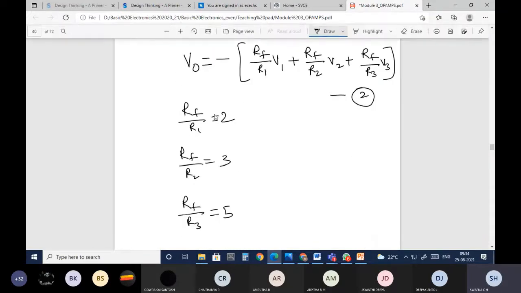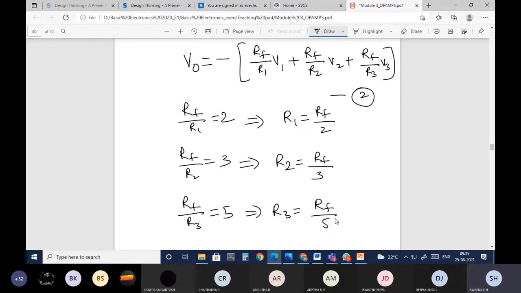Now if you observe, here I have RF by R1 is equal to 2. So I'll write R1 is equal to RF by 2. In the same way, R2 is equal to RF by 3. Cross multiplication, that's it. Here R3 is equal to RF by 5. So R1, R2, R3 all depend on the RF value. Let me assume that RF is equal to 30 kilo ohms.